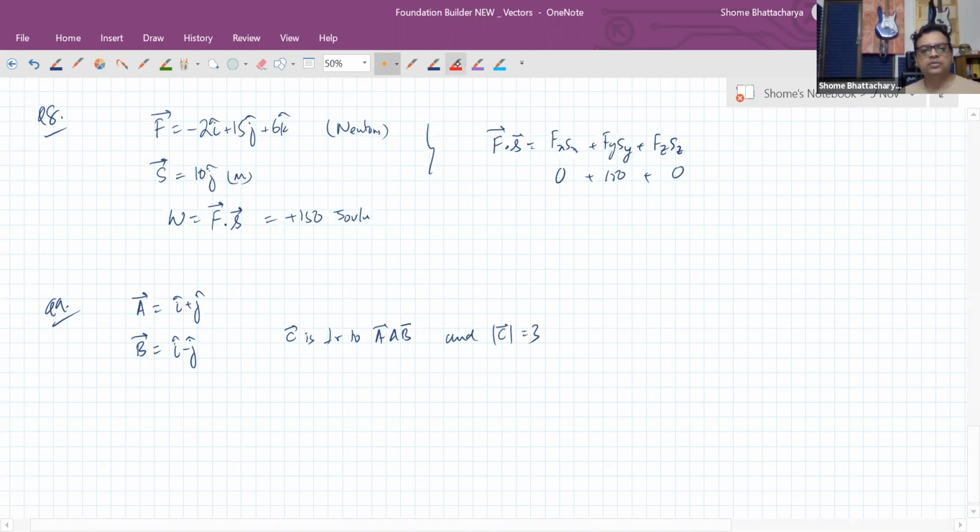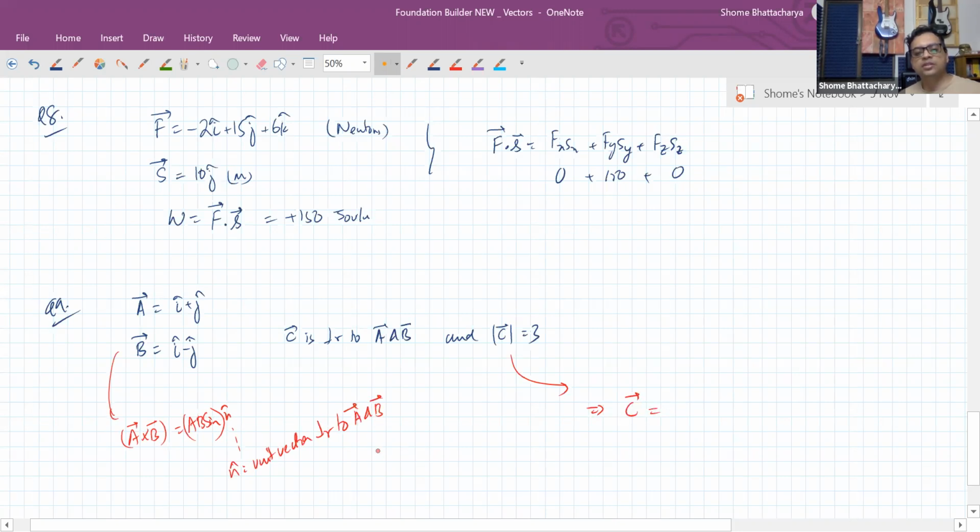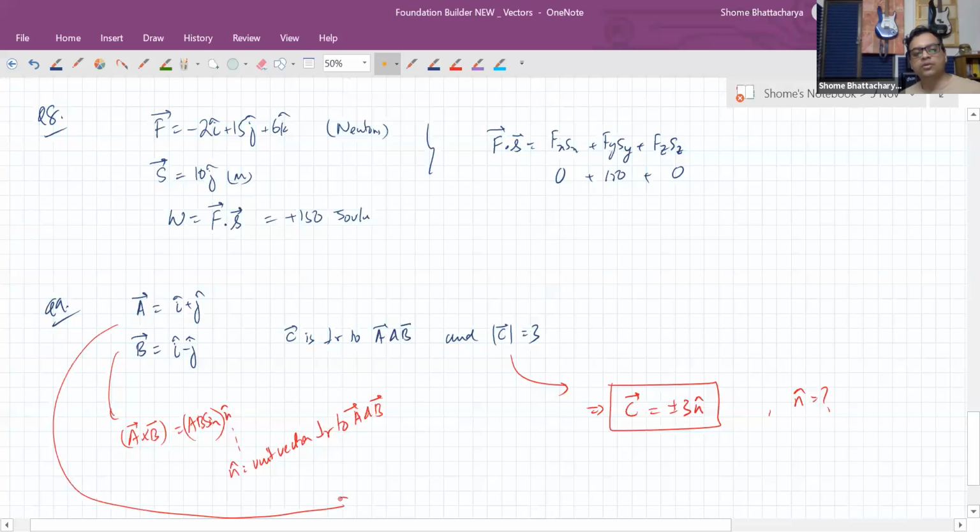Now, this is very easy. You can understand that A cross B is AB sine theta n cap, where n cap is the unit vector perpendicular to both A and B. So therefore, C is of magnitude 3 but along that direction. So it could be plus minus 3 n cap. So we just need to find what is n cap. So to find n cap, what you do is you calculate the cross product.